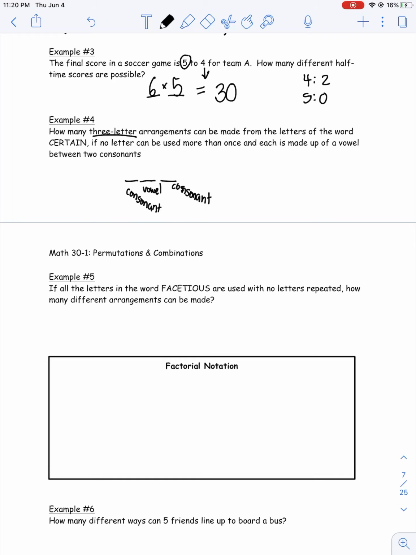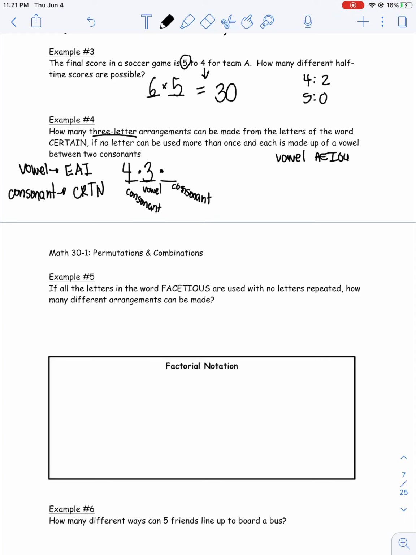So vowels are A, E, I, O, U. Okay, so our vowels here are going to be E, A, and I. So that means for the middle spot, the vowel, there are 3 choices that could have been there. And for the consonants, we could have had the letter C, R, T, and then N. So there are 4 choices for the first spot.